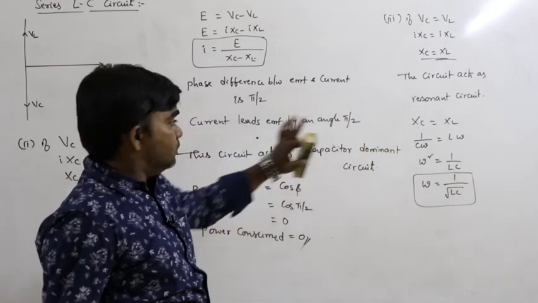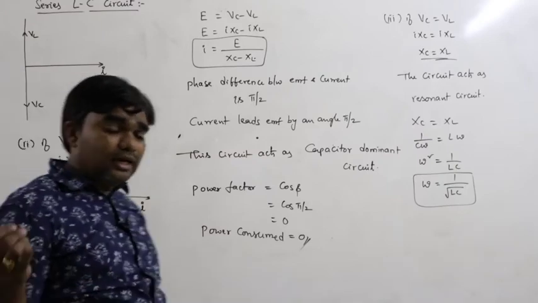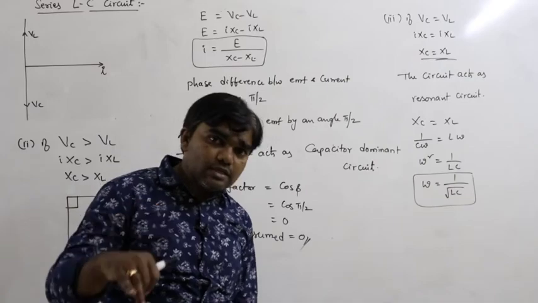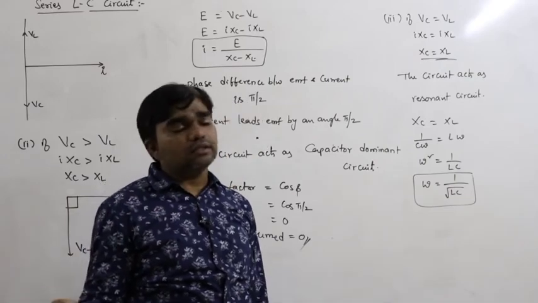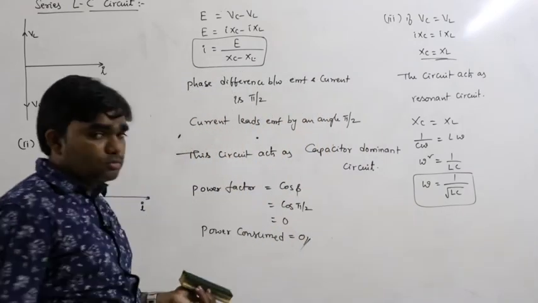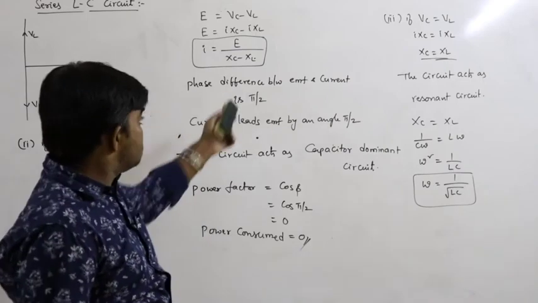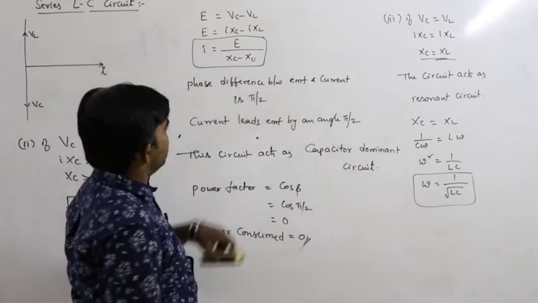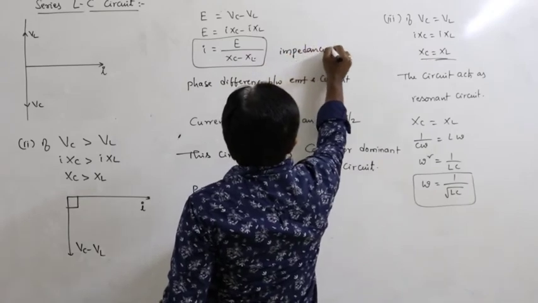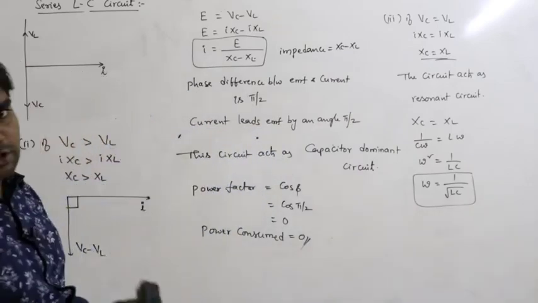Now you have to remember that. So three conditions in case of LC circuit. If the potential across the inductor is greater than the potential across the capacitor, or if the potential across the capacitor is greater than the potential across the inductor, and if both are equal, what happens? What is the power consumed? What is the power factor? What is the current? What is the impedance? So in this situation, the impedance is XC minus XL.